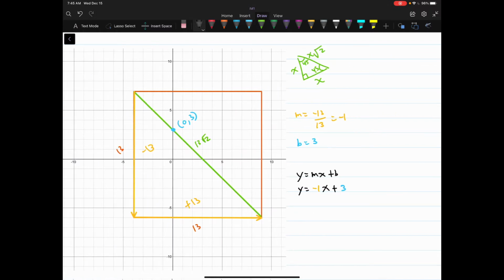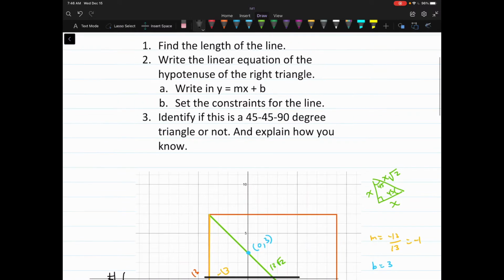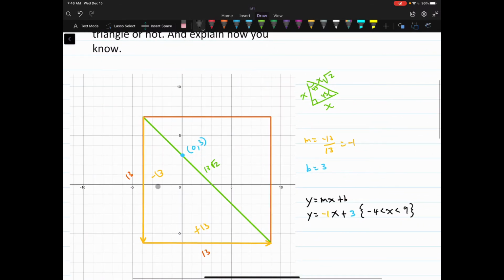So I'm going to do x is greater than negative 4, but less than 9. And voila. So that is that for number 2. And this is a 90 degree triangle, and the reason why is because the leg lengths are equivalent. Okay. So this is the answer for this problem.